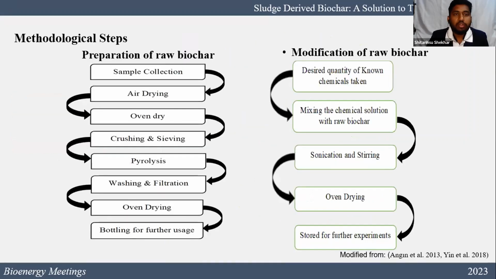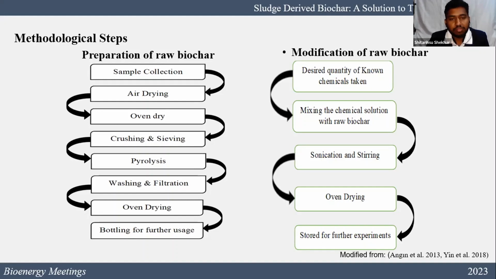So what are the methodological steps? We first need to prepare the raw biochar, followed by modification, where we modify the biochar with the addition of different chemicals to increase the sorption capability. For raw biochar: sample collection, then air drying, then oven drying, and then crushing and sieving at the very minimum. If a column experiment procedure is upcoming, then we need ball milling also.